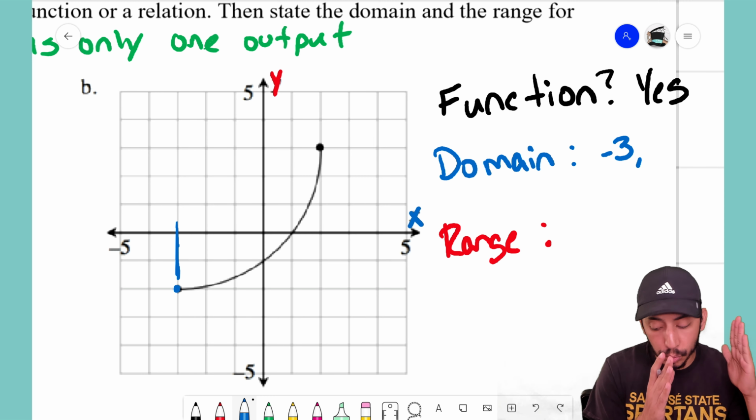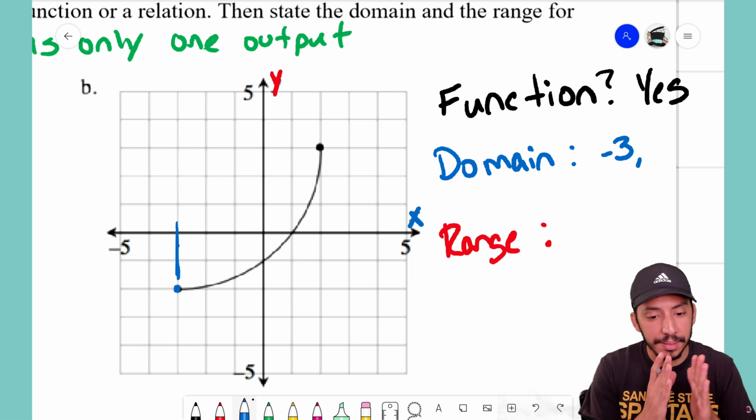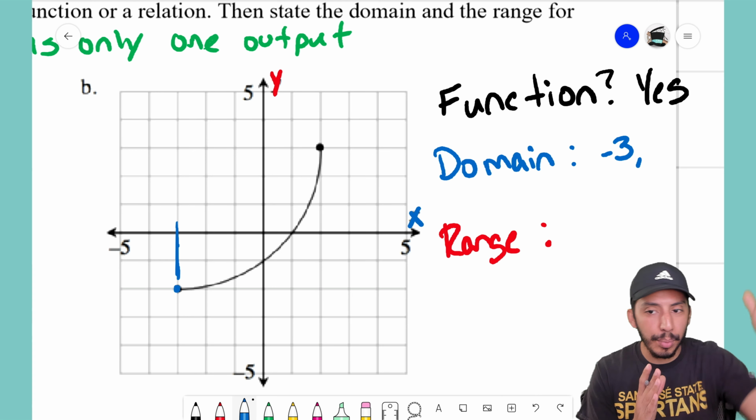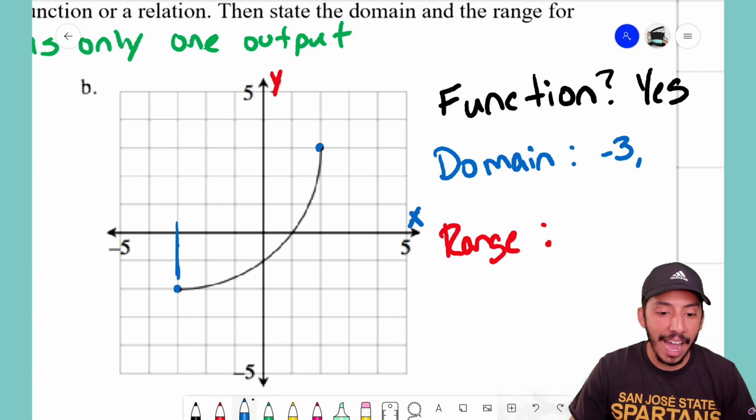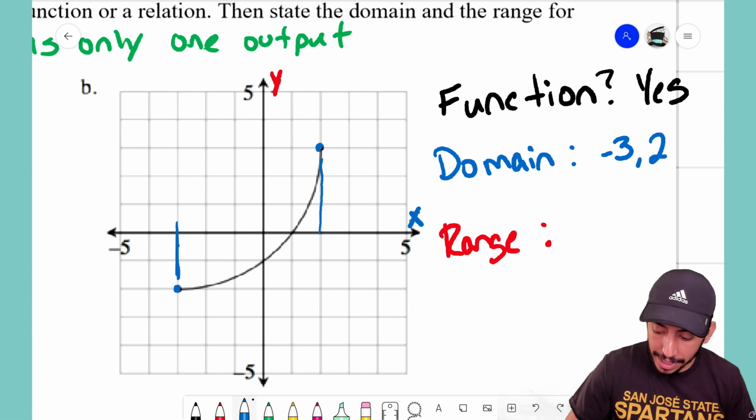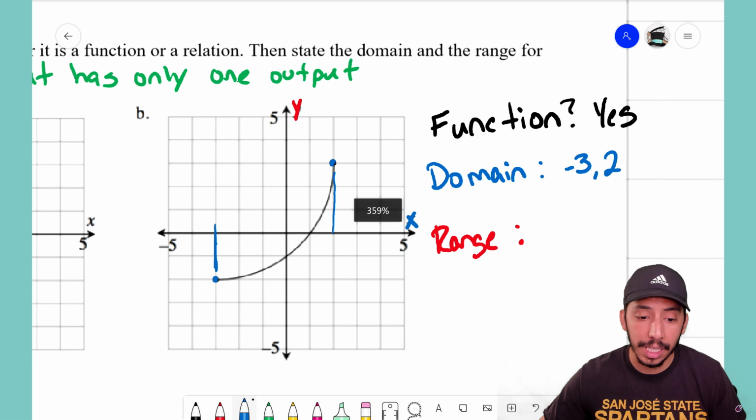how far right does this graph go? Where is the most right point on that graph? What number is that going to be? Where is the most right point for that graph? Yeah, perfect. I see that there is the most right point, and that is at 2. So my domain is -3 to 2.